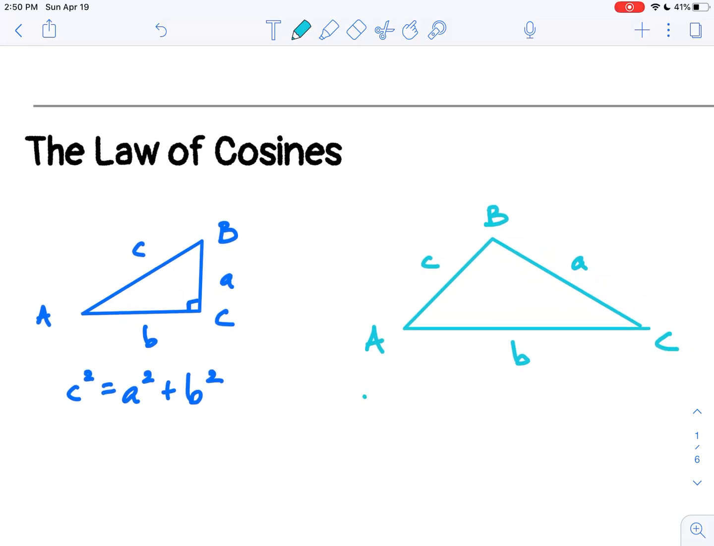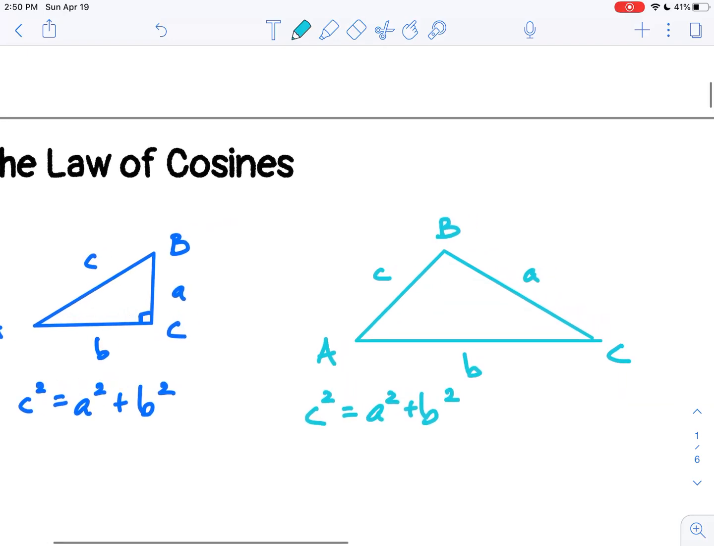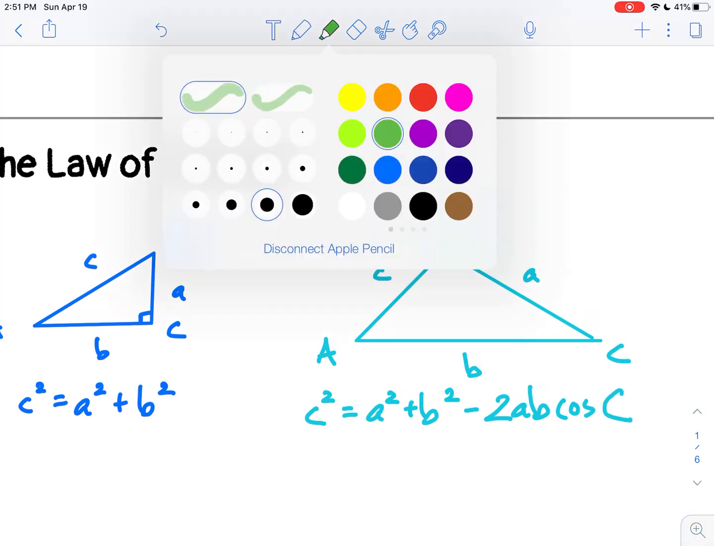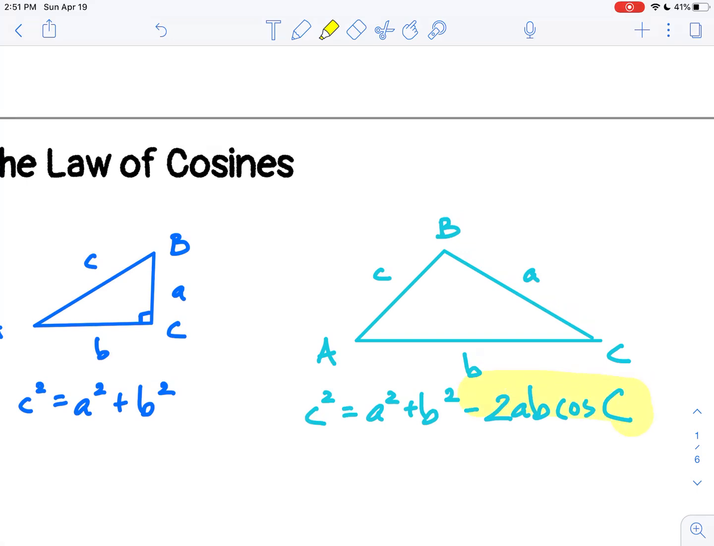Now, if you wanted to find C squared with a non-right triangle, you actually start with the Pythagorean theorem, A squared plus B squared. But then there's this part that we need that's going to take care of the fact that it's not a right triangle, and that's this part: minus 2AB cosine angle C. So this second part right here takes care of the fact that it's a non-right triangle.